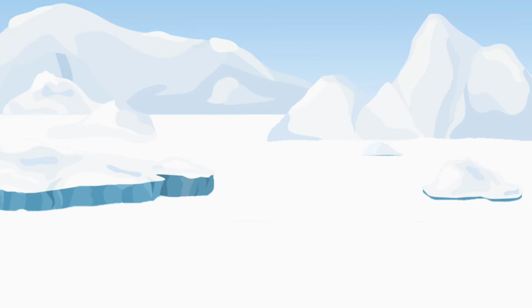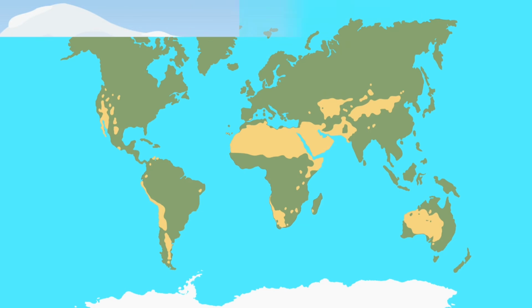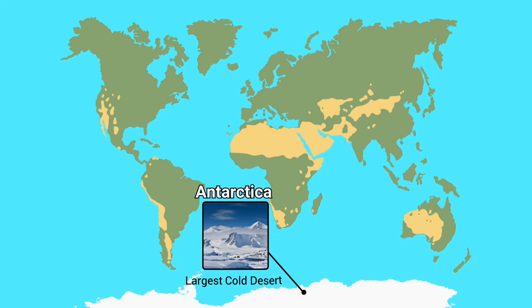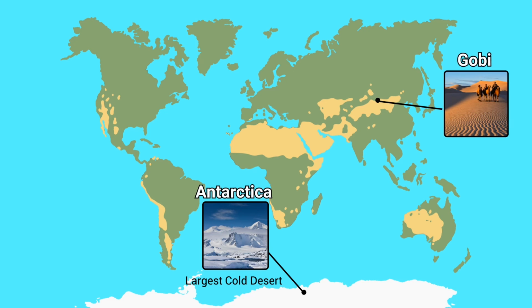Cold deserts, on the other hand, can be covered in snow or ice. Antarctica is the world's largest cold desert. But there are other cold deserts around the world, such as the Gobi Desert in Asia.